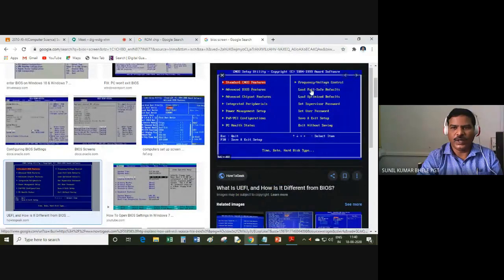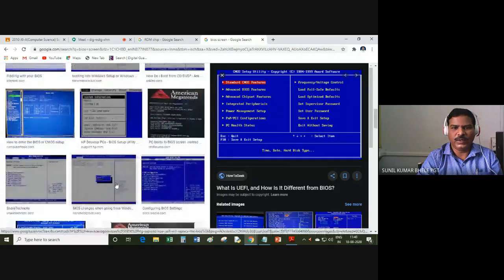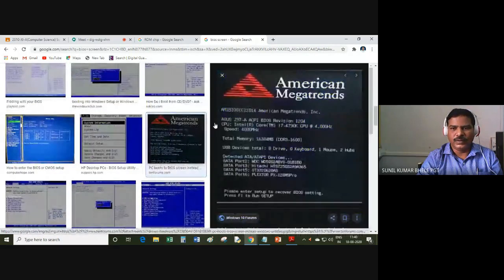This type of screen maybe sometimes you see on the computer's screen. On this blue screen you can see some instructions and settings written, like standard CMOS, advanced BIOS features. Actually, one more look: American Megatrends. So you can see AMI BIOS, American Megatrends. The execution of this small program is done by the computer.